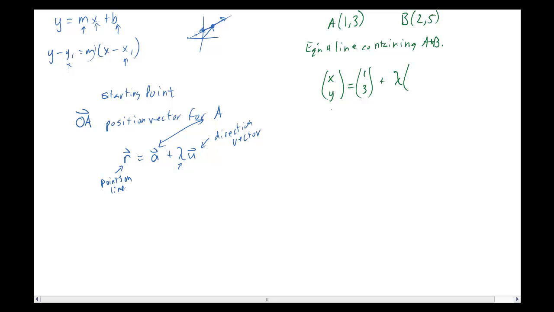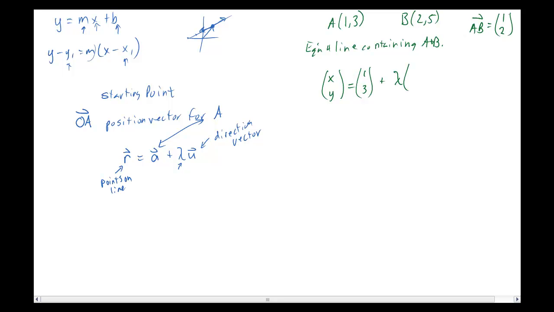So we're going to need a direction. To get the direction, we need to find out what's going from A to B. So we're going to find vector AB, and remember, to do that we just take B minus A. So we go 5 minus 3, which is 2, that's the y value, and the x value would be 2 minus 1. So there's my direction vector.